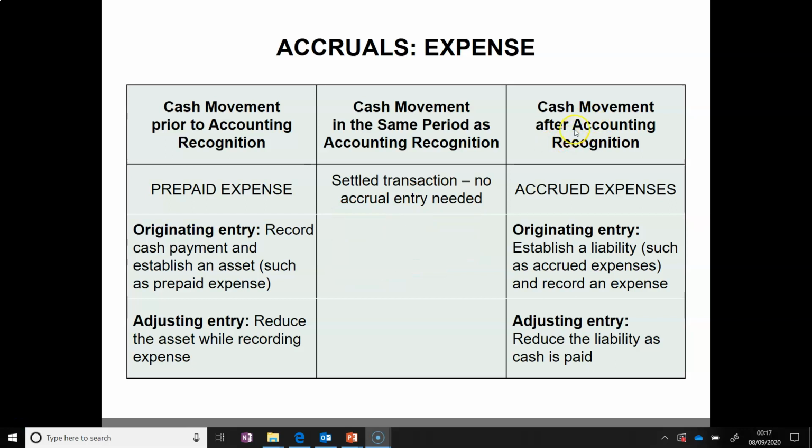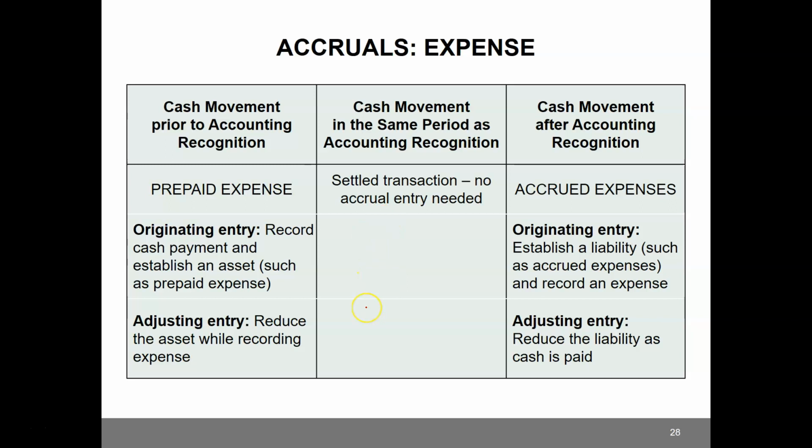In the third scenario, the expense has accrued and the cash payment is made later. In this case, the original entry will be to create a liability for the accrued expense that will be credit, and the expense will be debit. So expense debit, accrued expenses credit. This is the first entry.